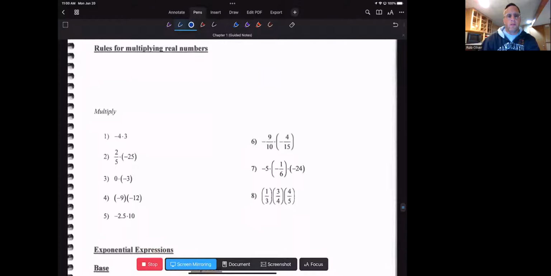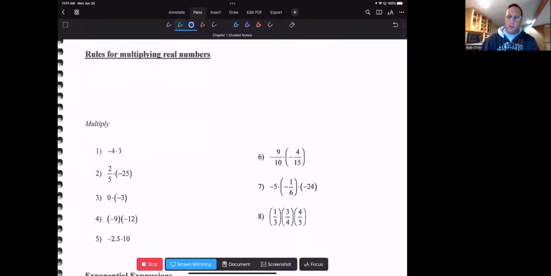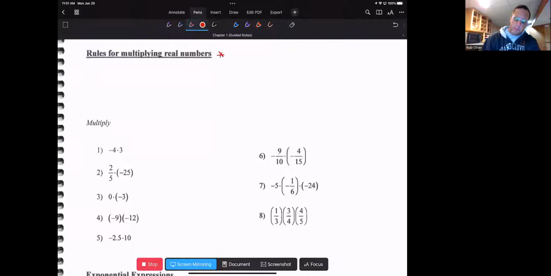And then here, let's go through the rules of multiplying real numbers. So the rules are this. Now, here's the thing: when I talk about the rules, I'm going to focus on multiplication, but the rules for multiplication and division are the same. Obviously, they're not the same operation, but they do share the same general rules.